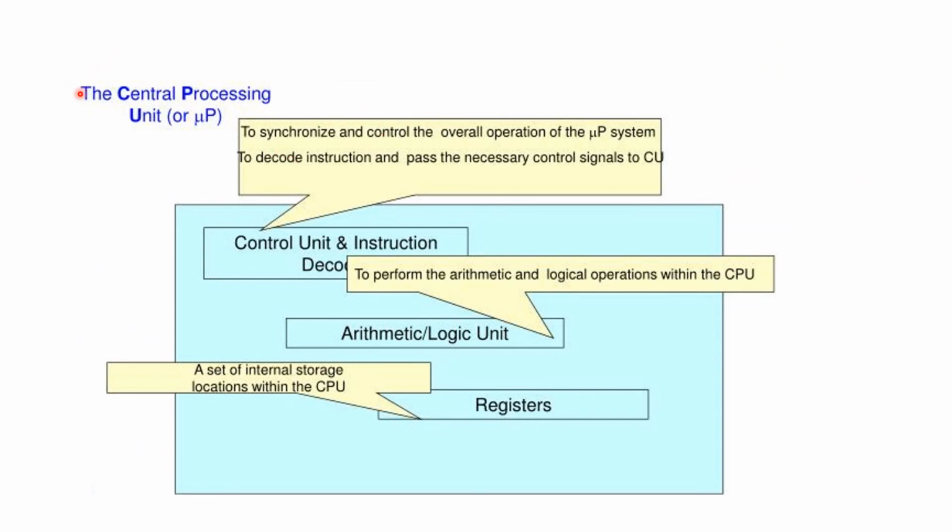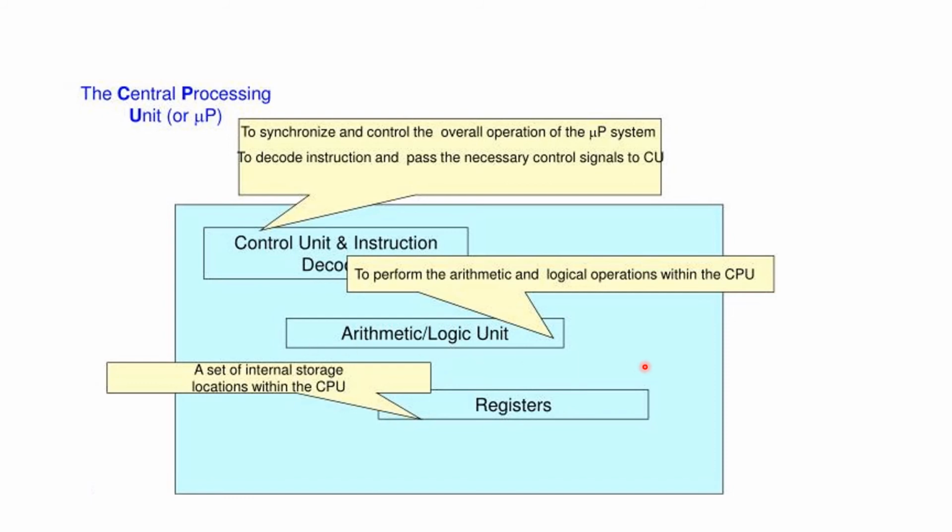See, students, here the central processing unit or MPU consists of 3 blocks: control unit and instruction decoder. What is the function of this unit? To synchronize and control the overall operation of the microprocessor system, to decode the instruction and pass the necessary control signals to the CPU. Next, the arithmetic logic unit. This section performs the arithmetic and logical operations within the CPU. The next is the set of internal storage locations within the CPU. So these are registers.